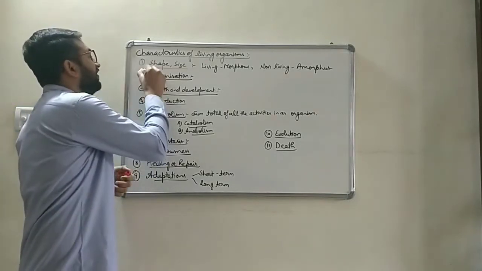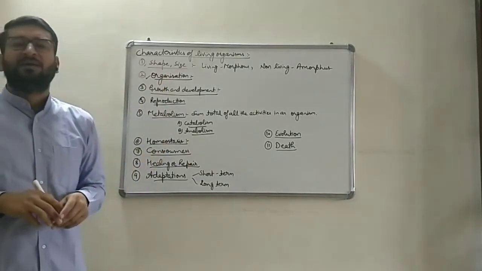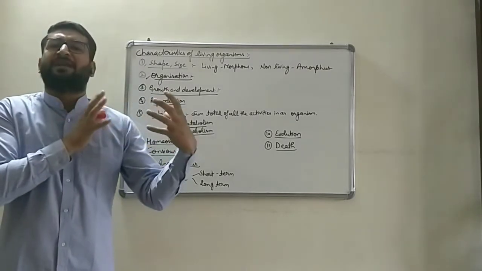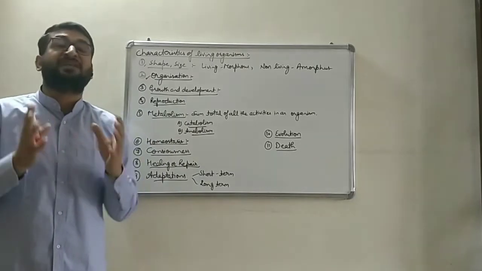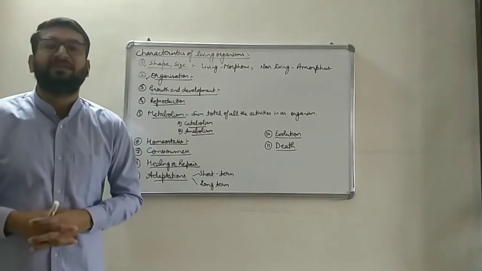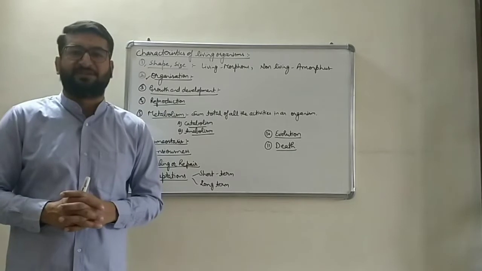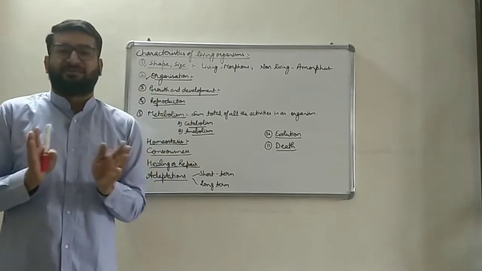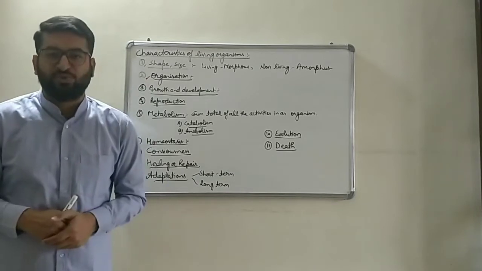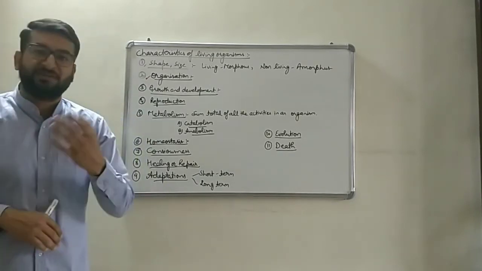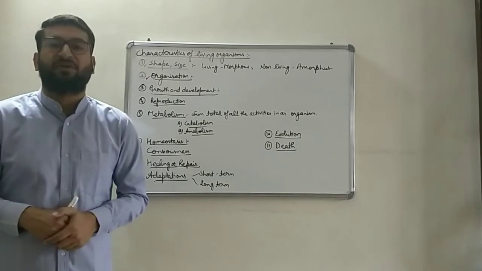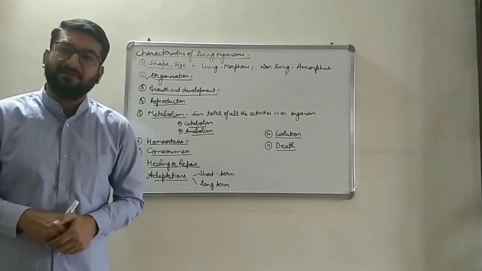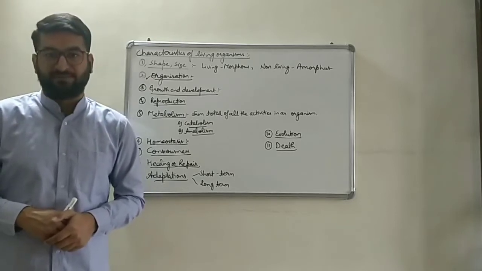The second one is organization. Living organisms have a fixed cellular organization. Living organisms are made up of cells, whereas non-living things are not composed of cells. So, living organisms have a fixed organization. Cells unite together to make tissues. Tissues unite together to make organs. Organs unite together to make organ systems. And this type of complex organization is not present in non-living things.